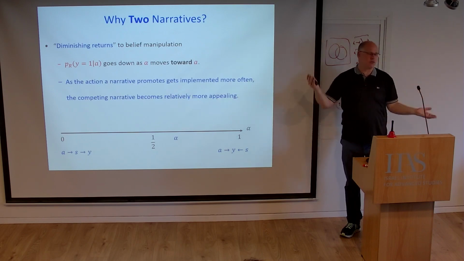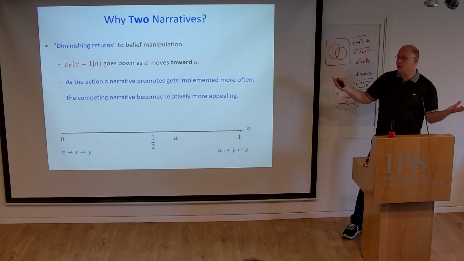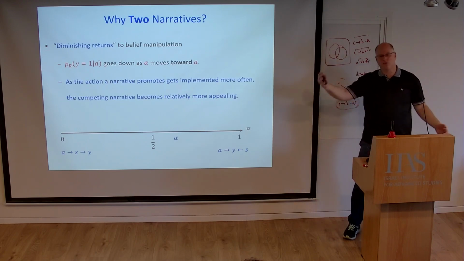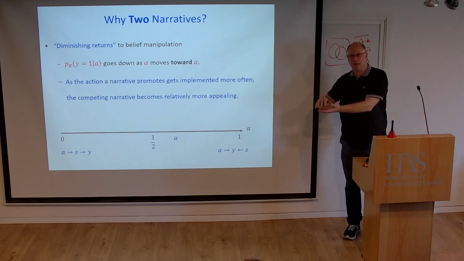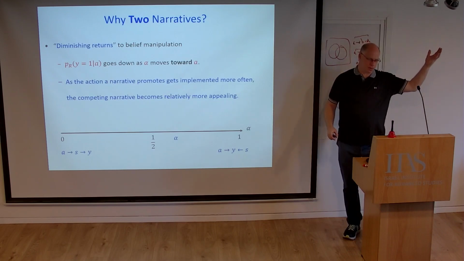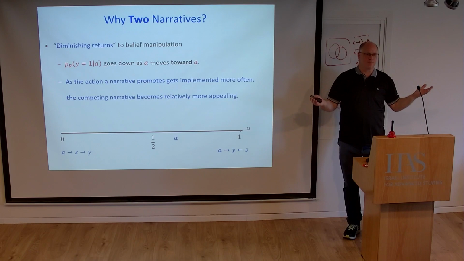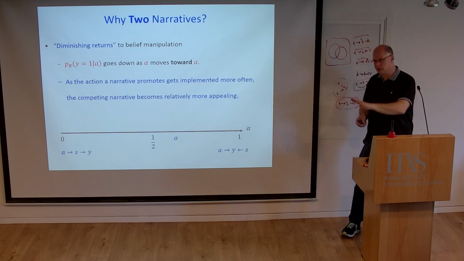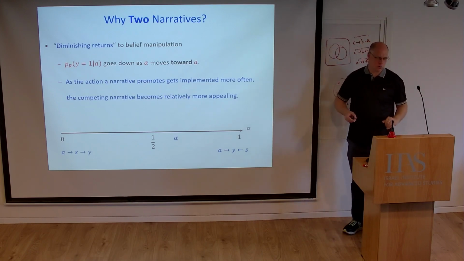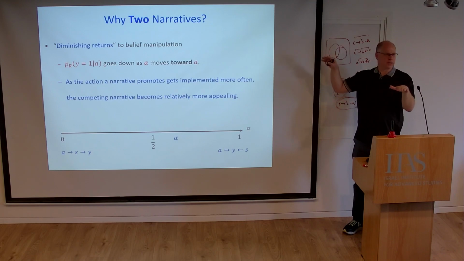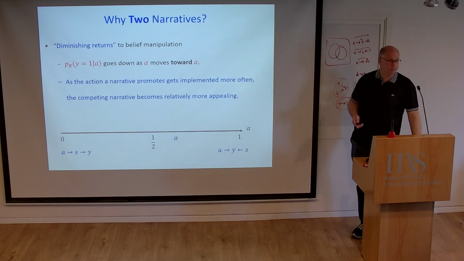So there is this tug of war between these two narrative-policy pairs. The more you follow one of them, the less appealing it becomes, and the more appealing the other one becomes. And that's the dynamic process that I want you to have in mind. And this alpha is just the long run ergodic distribution. In the long run, these things even out, and on average, they are equally attractive. And indeed, you can formalize that dynamic process.